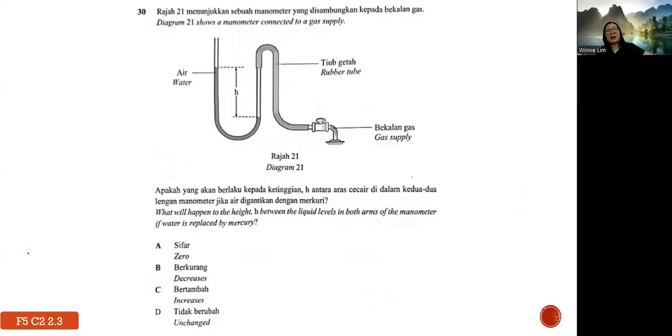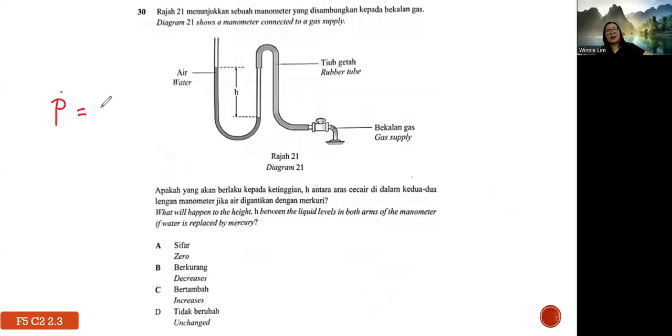Okay, 30. Diagram 31 shows a manometer connected to the gas supply. What will happen to the height difference between the liquid levels in both arms of the manometer if water is replaced by mercury? Now, for information, the function of this manometer is to measure gas pressure.